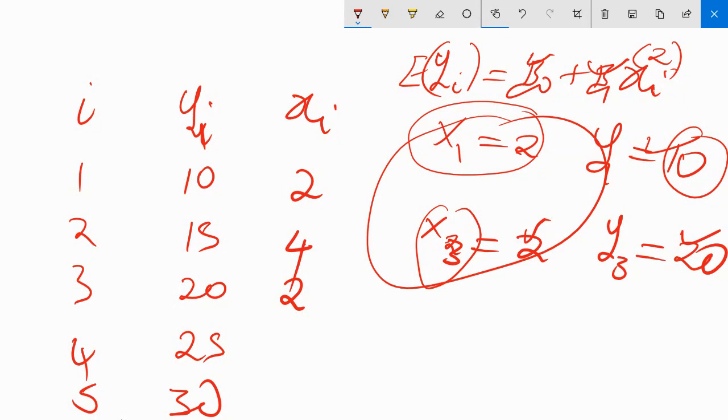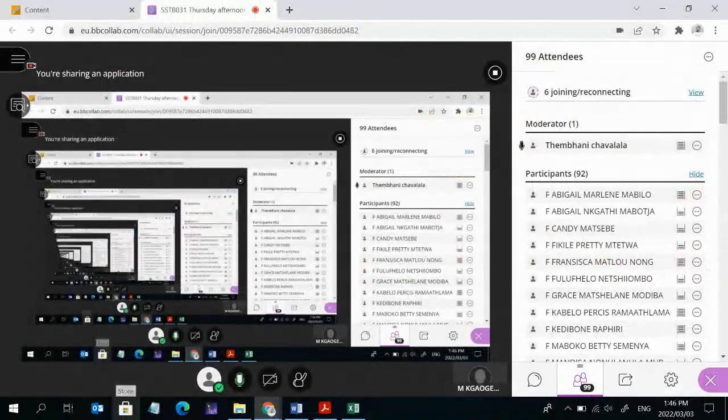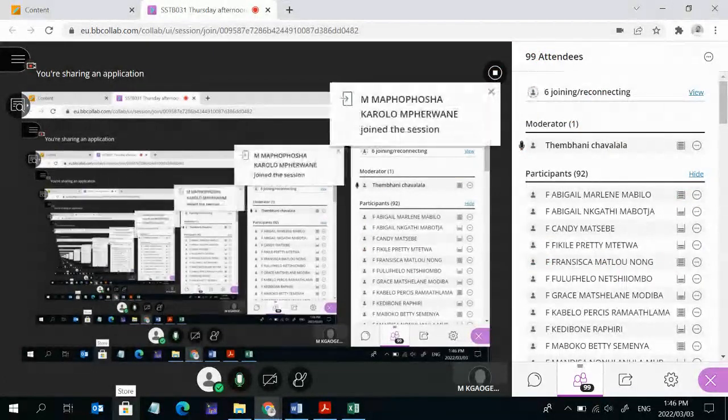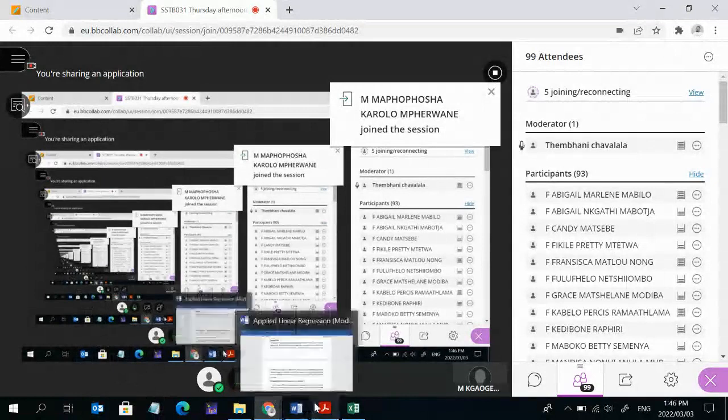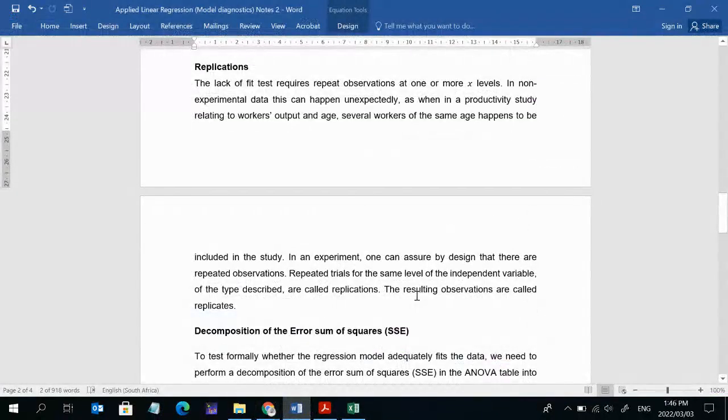So lack of fit requires that we must have a data set like that, where there is a replication on the levels of x. Is it clear? Yes, sir. Thank you.